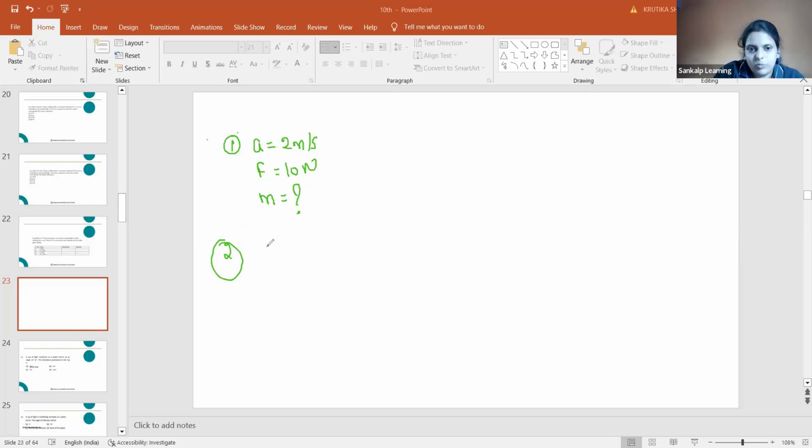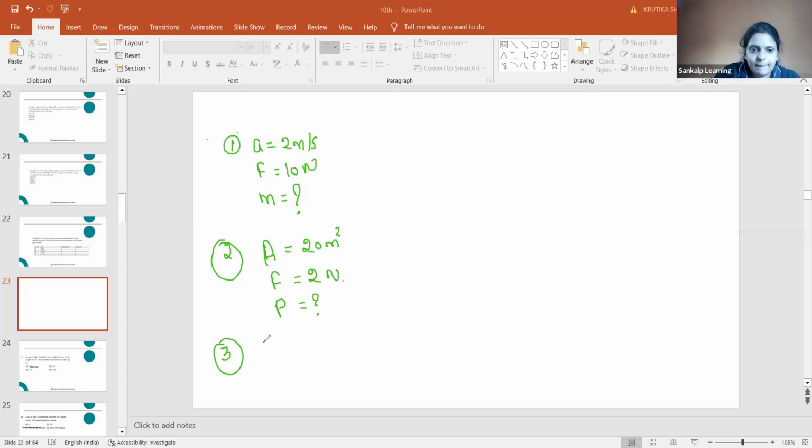Then the second homework is area. Capital A is area, small a I am writing for acceleration, capital A I am writing for area. If you don't understand, you can write it down, okay. So the area is 20 meters square. Then the force acting on the body is 2 Newton. Calculate the pressure. I gave you the formula at the starting, I hope you have copied it.